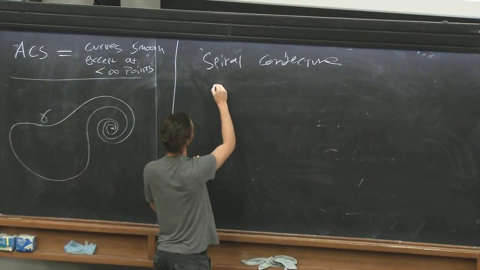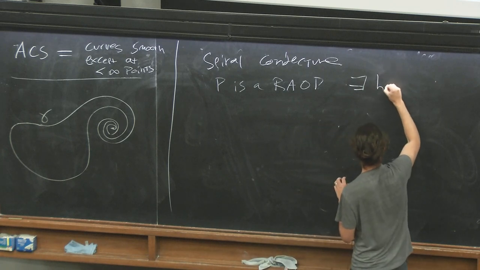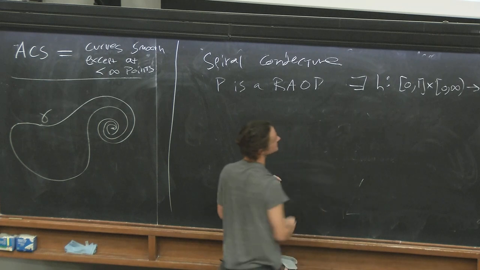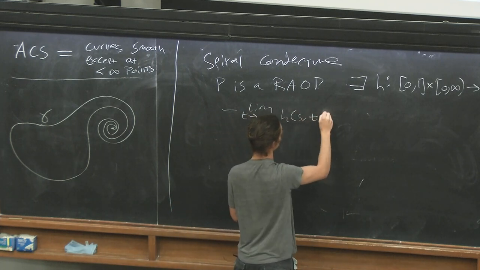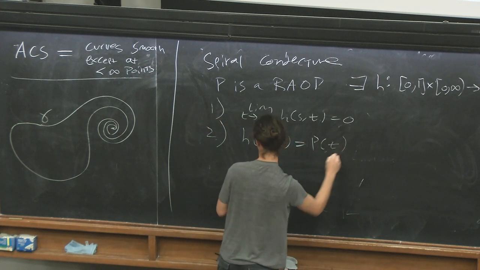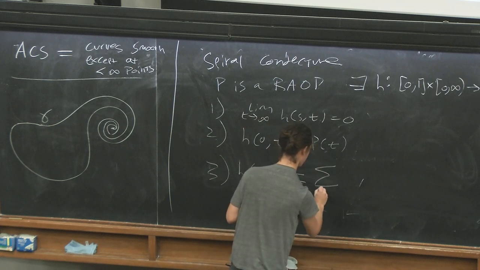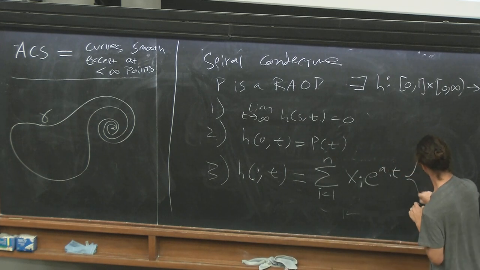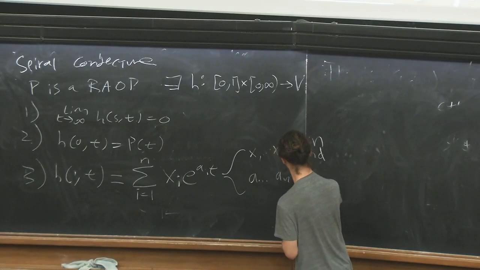All right, so the spiral conjecture is: if P is a relation avoiding origin path, then there exists some H, which is a homotopy from [0,1] times [0,∞) to V. And this H has the following properties. The limit as t goes to infinity of H(s,t) is 0. H(0,t) is P(t). H(1,t) is going to be equal to the sum, i goes from 1 to n, of x_i e^(a_i t), where this is a generalized logarithmic spiral, where x_1 through x_n are linearly independent, and a_1 through a_n are complex numbers.